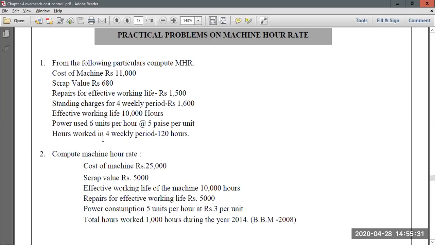Then again, hours worked in the 4 weekly period is 120 hours. Now look here, repairs are given for effective working life as 1500. That means the total repair charges of 1500 is for the entire life of the machinery. So whenever they give repair charges for the effective working life of the machinery, you have to divide this 1500 by this 10,000 hours. That will give the repair charges per hour. Now let us look at the solution part. You will understand clearly.